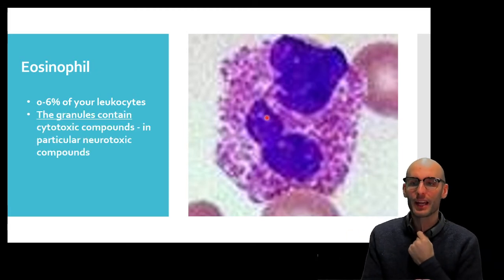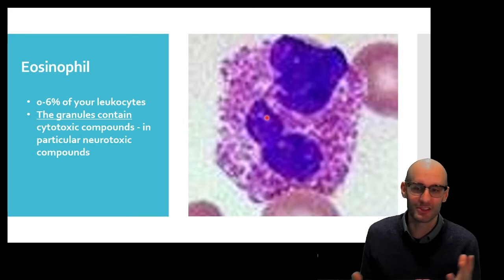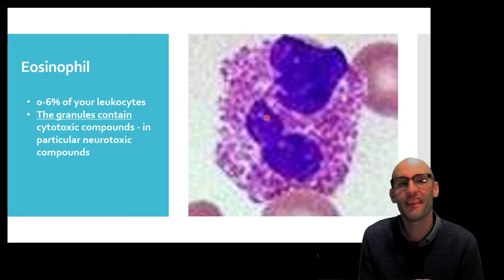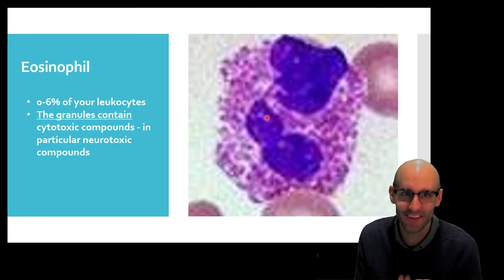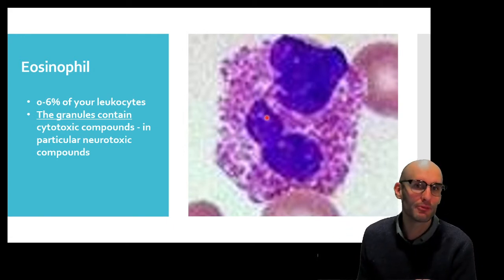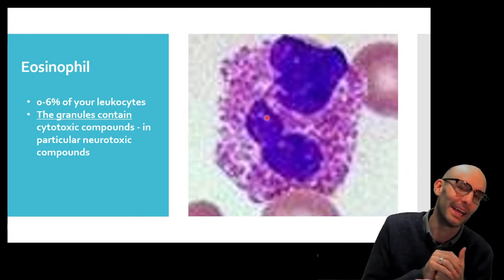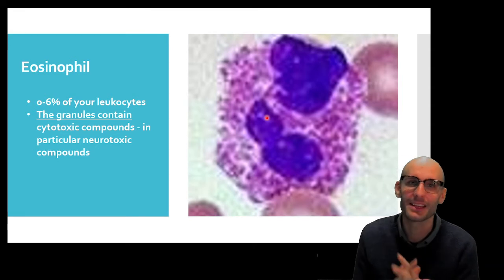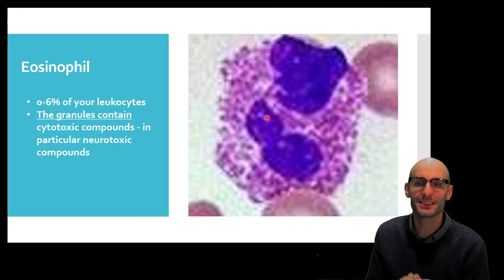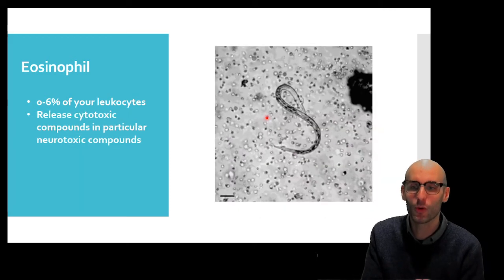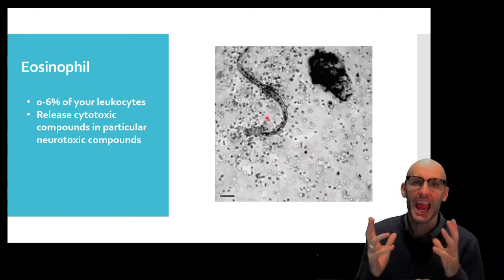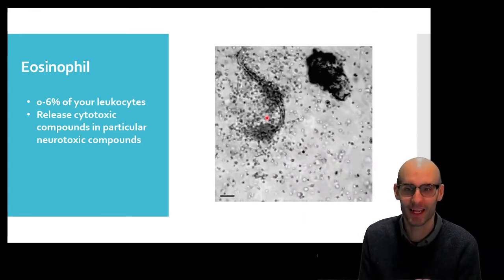And the granules contain cytotoxic compounds, so much like a neutrophil, but in particular, they contain neurotoxins, and that gives you a hint at what kind of pathogens they attack, right? So a malaria protist, a bacteria, a fungus, a virus, a neurotoxin's not going to do anything to those organisms. So one of the main organisms they attack is the helminths, the worms that have a nervous system that can be attacked by an eosinophil.